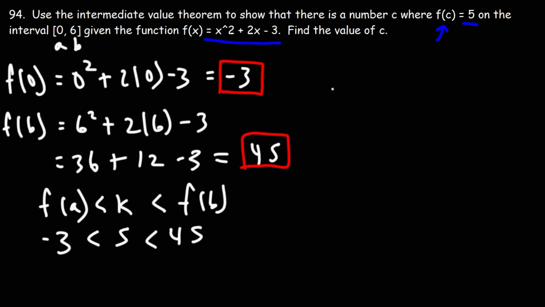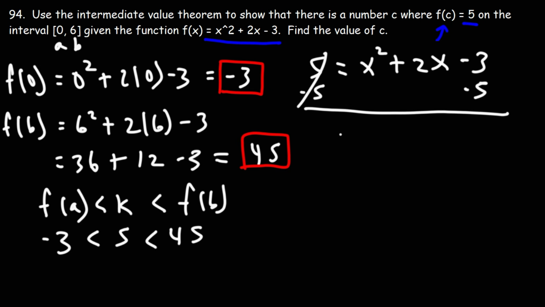In order to find c, we need to set the function equal to 5. So 5 is going to be f of x, and that's going to equal x squared plus 2x minus 3. If we subtract both sides by 5, we'll get that 0 is equal to x squared plus 2x minus 8.